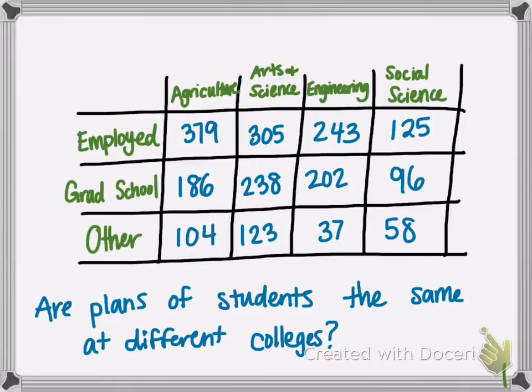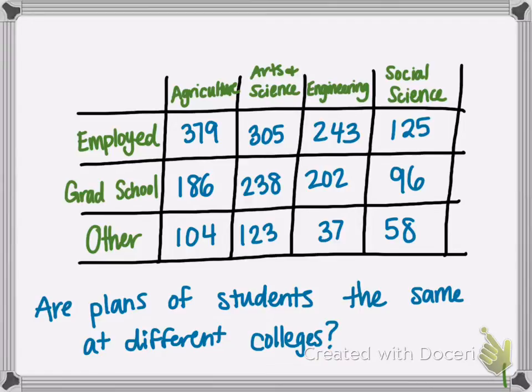So on your screen now, you're going to see a chart that I drew, and it's got one population, and we're looking at two different things about it. So I'm looking at one population of college students, but they all go to different colleges within the university. So in the first column, you see agriculture students, then arts and science students, engineering students, and social science students. And we're looking at each of those different groups. How many of them post-graduation are employed, how many go to grad school, and how many are in other things after they graduate, other situations.